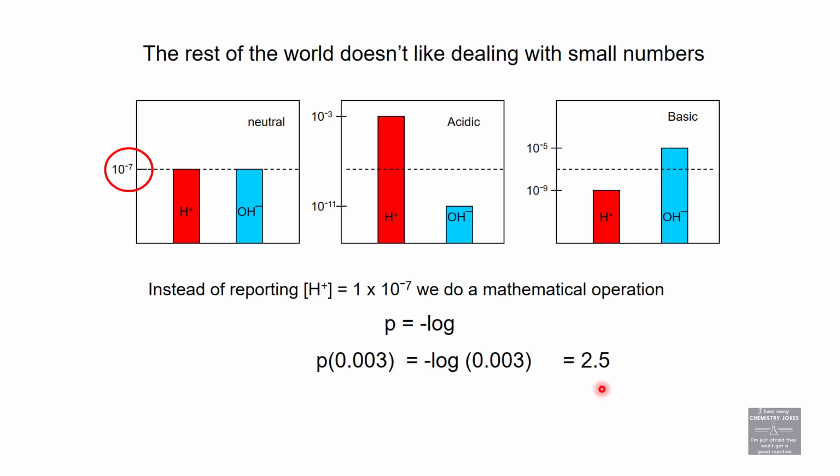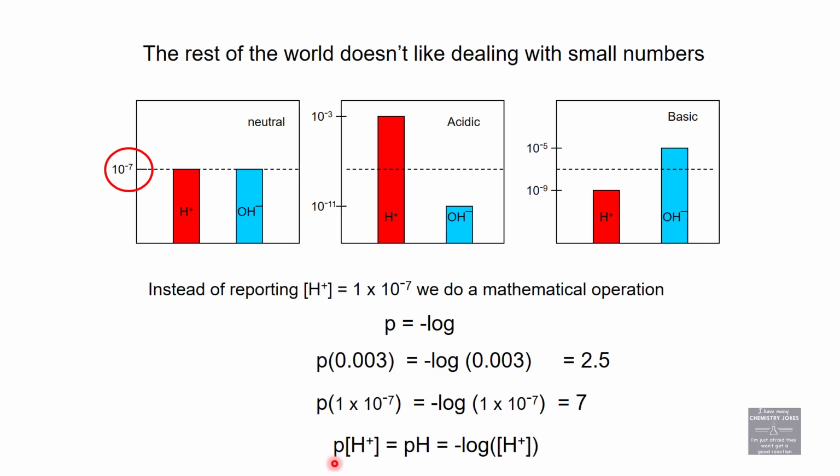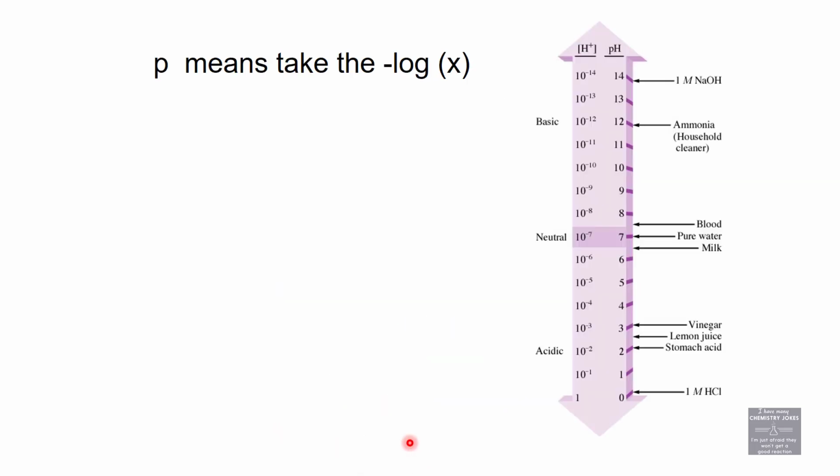0.003 versus 2.5, the rest of the world likes 2.5 much better than 0.003. Heaven forbid we call it 3 times 10 to the negative third. Oh my. If you do a p, aka a negative log, of 1 times 10 to the negative 7th, you get 7. So if I know that this is my H plus concentration, I can call this thing a pH. You've heard of that before. P of H plus concentration, the shortcut way to talk about that is pH.